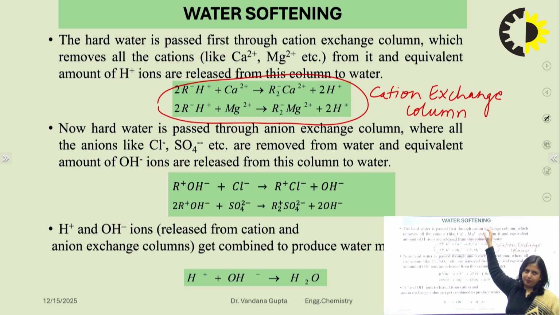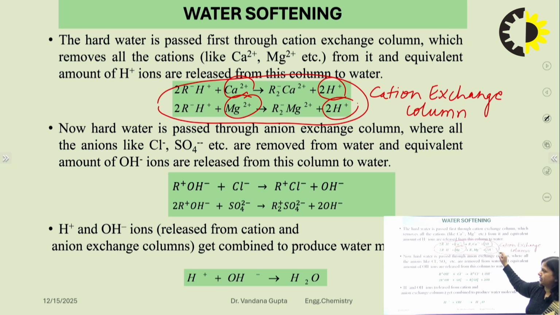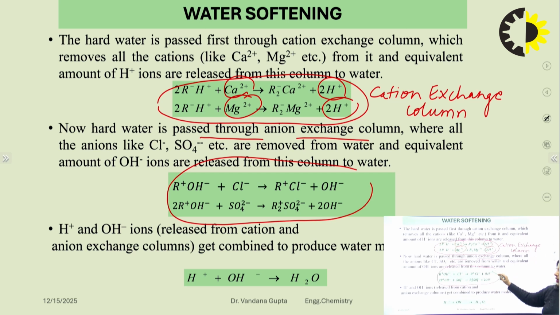Firstly, hard water is passed through the cation exchange column and these reactions take place, and all the calcium or magnesium ions are converted into H+ ions. After that, hard water is passed through the anion exchange column and these reactions take place, and all the hardness-producing anions are converted into OH- ions.